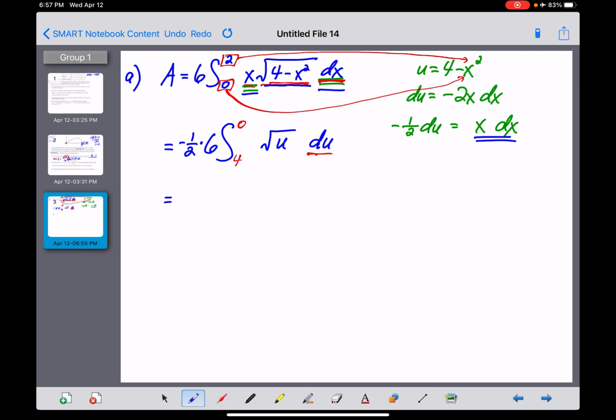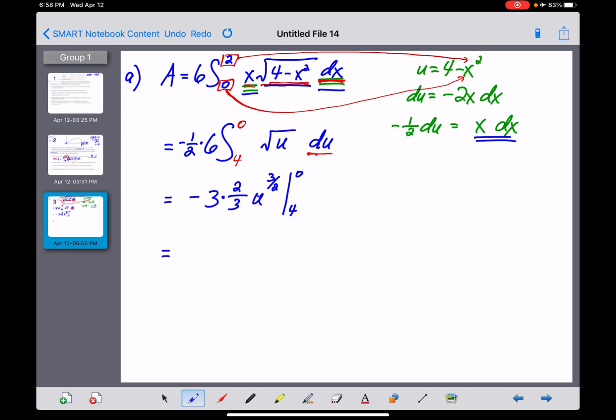All right, what are we going to do here, guys? We're going to multiply the negative 1/2 times the 6 to get a negative 3 out in front. And then let's antidifferentiate the square root of u. Now, of course, that's u to the 1/2 power. So when we antidifferentiate, that's going to become u to the 3/2. And then we divide by that new coefficient or multiply by its reciprocal right there, which is 2/3. And we'll evaluate all of this from a 4 on the bottom to a 0 on the top.